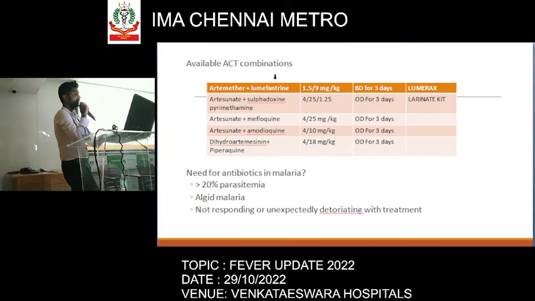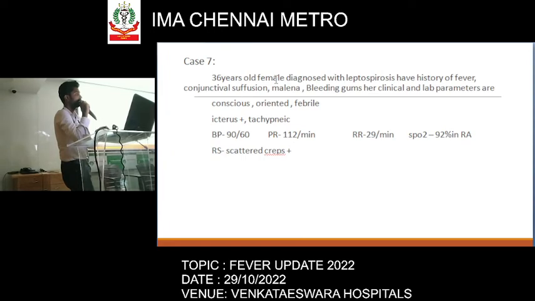So what is the need for antibiotics in malaria? As I have already mentioned, severe complicated malaria definitely needs antibiotics, and if the parasitemia is more than 20%, it definitely needs antibiotics. If it is algid malaria, malaria with shock and gram-negative sepsis, or if you are treating the patient and they are not responding or unexpectedly deteriorating with treatment, you can start these patients on antibiotics.